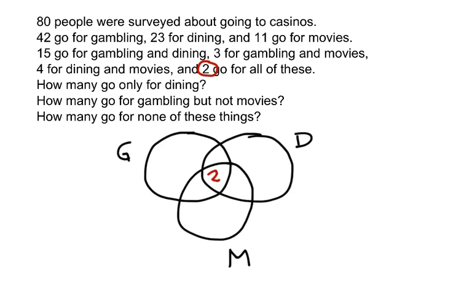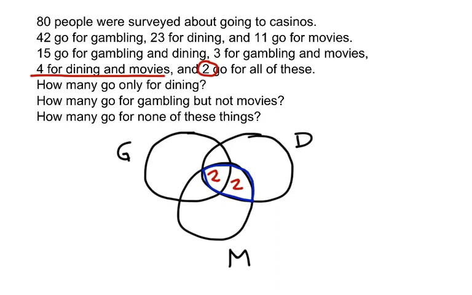The way that I like to work these is to go backwards through the paragraph that I was given. So we're told that 4 go for dining and movies. So we need to find that piece of our diagram. That piece of our diagram is over here, dining and movies. I need to have 4 people in that overlap. I have 2 so far, so 2 more go in region 6, so that I have 4 in that overlap. We're going to continue this process all the way through.